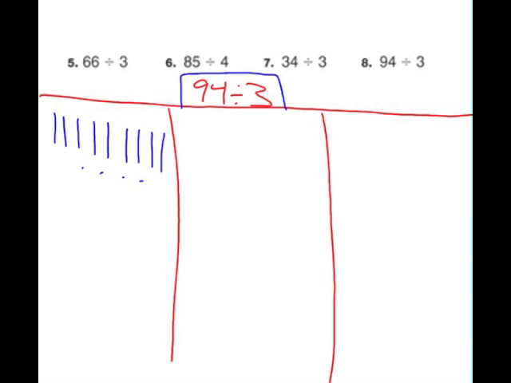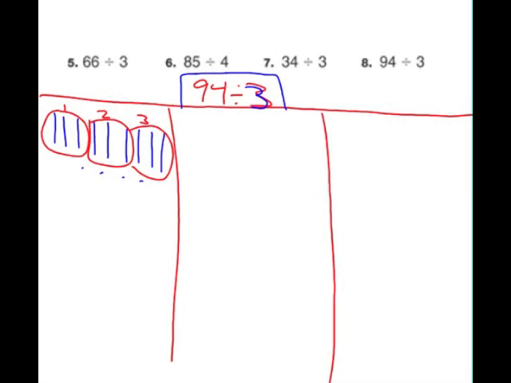The problem says I'm dividing 94 3 ways. Okay? 94 divided by 3. So I need to take my sticks and divide them into 3 equal groups. So here's 3 equal groups, or here's a group of 3, here's a group of 3, and here's a group of 3. I have 1, 2, 3 equal groups, and they all have 3 sticks in them.